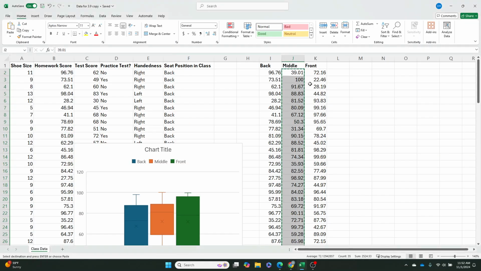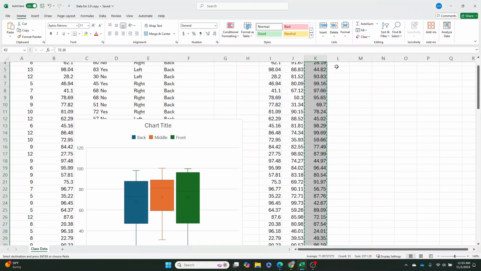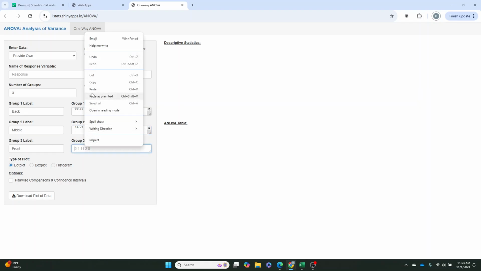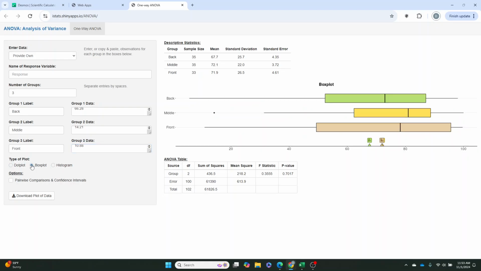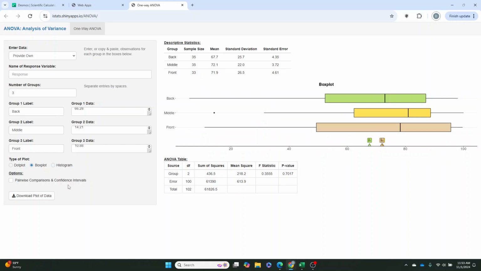And let's grab the front. It's okay, by the way, that the sample sizes are not all the same. You can still run an ANOVA on that. If I want, I could look at a box plot, or I could look at histograms of these things. So that's all kind of nice. I already had the box plots to begin with. And look at these sample means. They're pretty similar. This one is a little bit less, but it's not statistically significant, because we get a very large p-value here, 0.7017.